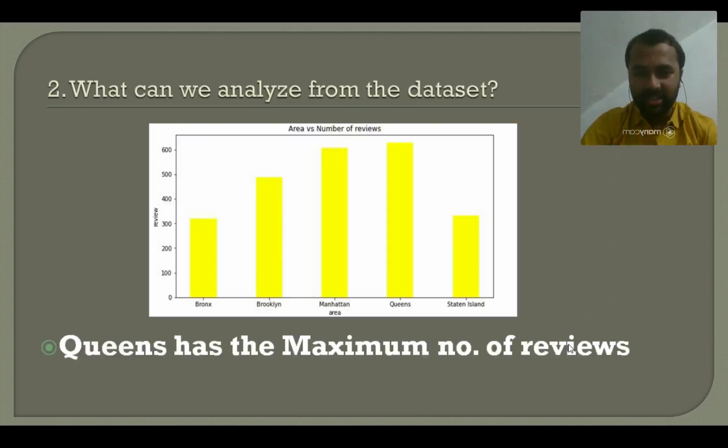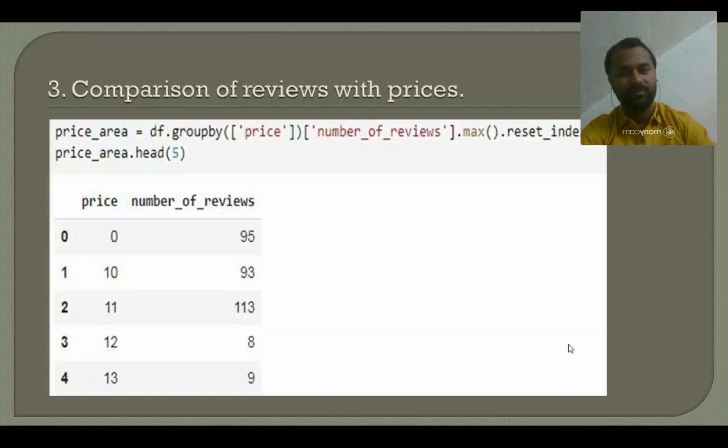Here is the chart. You can see that the Bronx has approximately 315, Brooklyn has nearly 500, Manhattan has nearly 600, Queens, as I already said, has 629, and Staten Island has 300 reviews. So the result of this objective is that Queens has the maximum number of reviews.